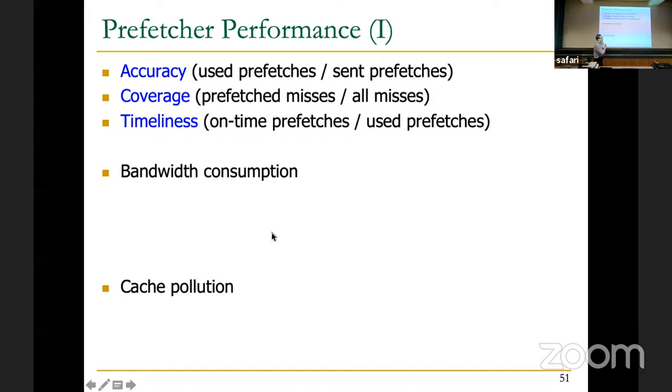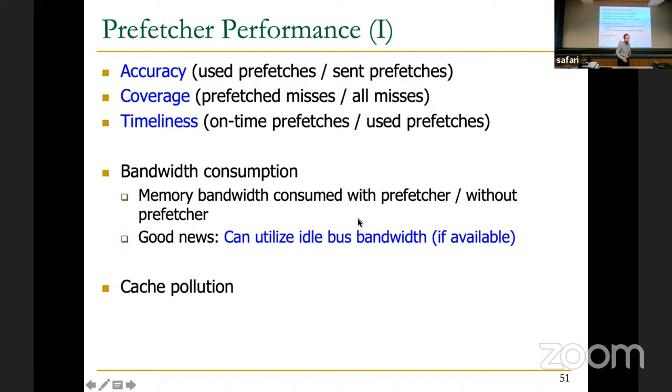And then there are other metrics like bandwidth consumption, memory bandwidth. This is how much extra memory bandwidth you're consuming with the prefetcher compared to without the prefetcher. Now, there's some good news. You can utilize idle bus bandwidth if available. This may not matter that much in terms of performance because if you utilize the idle bandwidth, hopefully you're not affecting anyone else. But with the caveat that don't forget the row buffers, for example, you may be affecting the row buffers in DRAM. So there are interference effects that go on between the prefetcher and other requests.